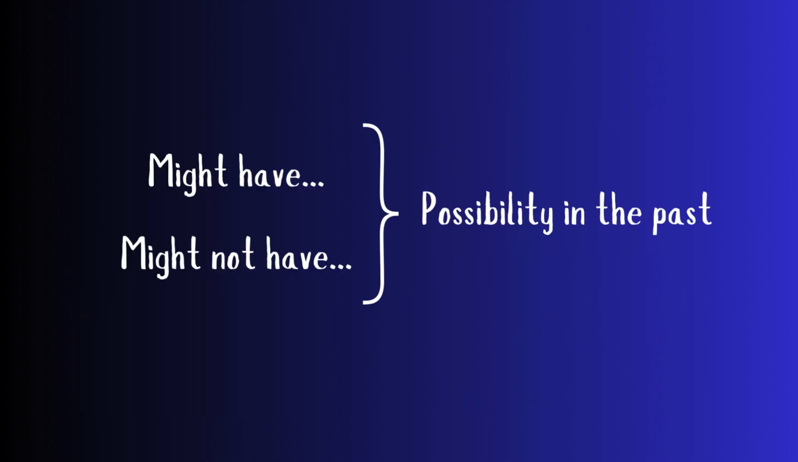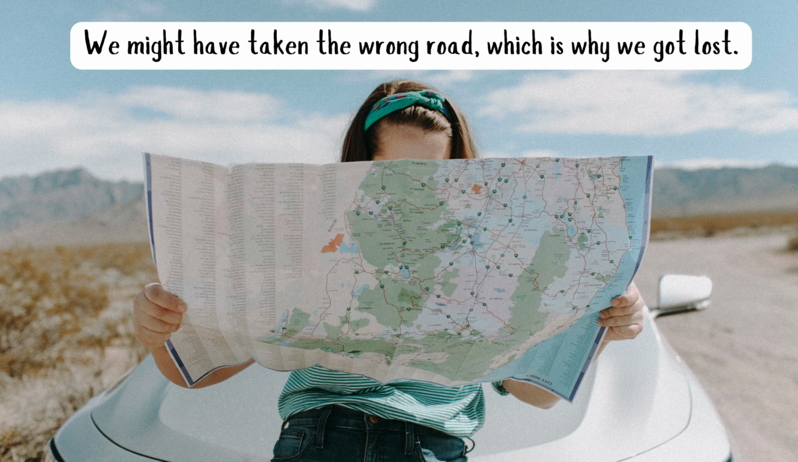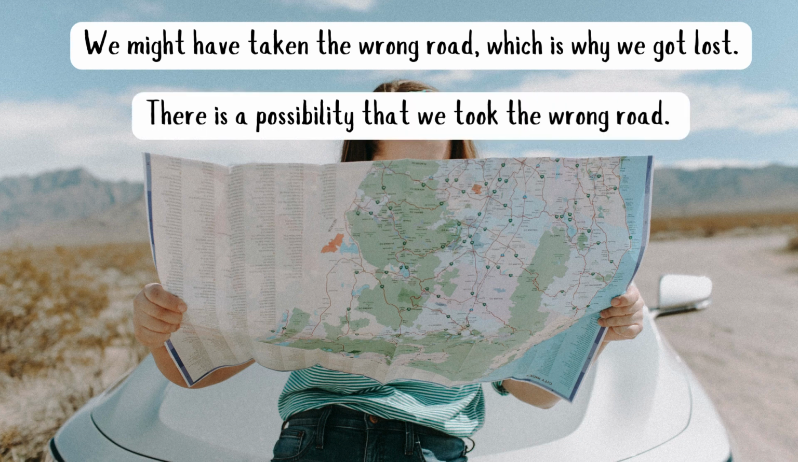Might have suggests that the speaker thinks it's possible, but not certain, that an event or action occurred. We might have taken the wrong road, which is why we got lost. There is a possibility that we took the wrong road.